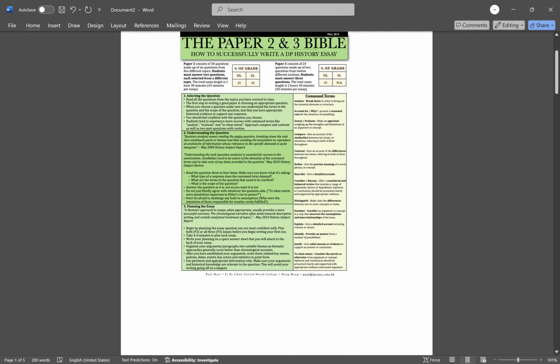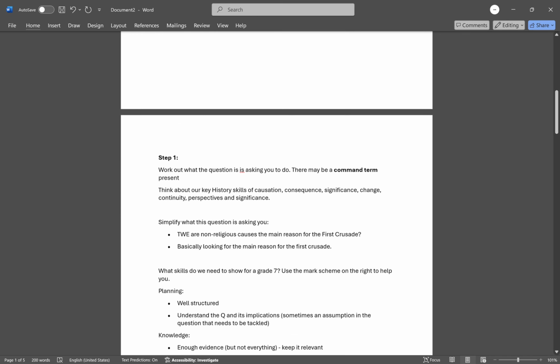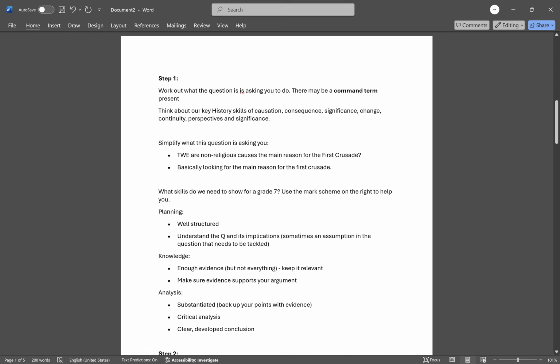So next, step 1 is that you need to work out what the question is asking you to do. There may be a command term present, so think about your key history skills of causation, consequence, significance, change and continuity, and perspectives, because this will help you get top marks if you are able to identify command terms. Then you need to simplify what this question is asking you. This is just an example that I have written, but we're not doing anything on the First Crusade, so you can just ignore that.